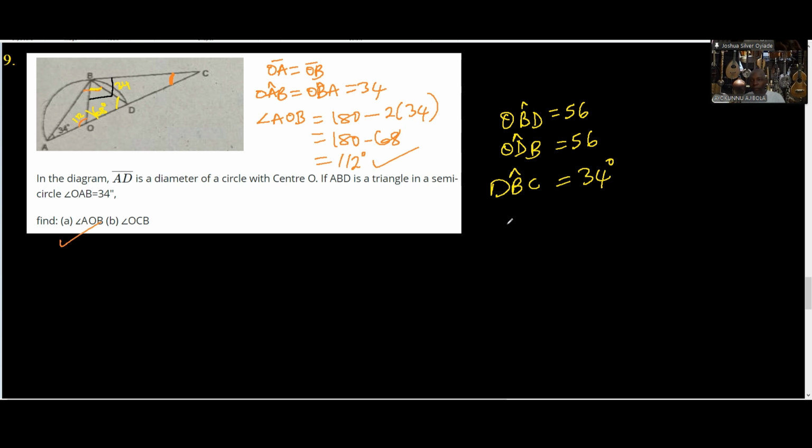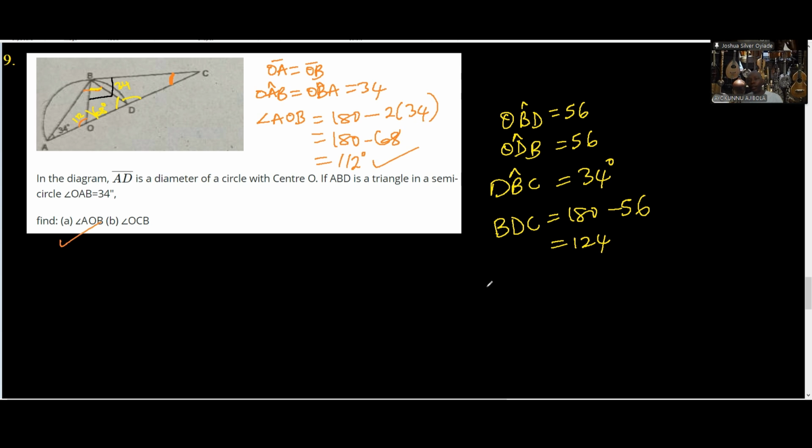Then we need to know this other angle. If this is 56, take 56 away from 180, you get angle BDC. BDC equals 180 minus 56. What is 180 minus 56? 124.